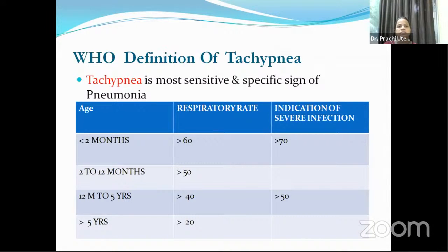Tachypnea is the most sensitive and specific sign of pneumonia, and WHO has given an age-wise definition of tachypnea. If a baby is less than 2 months and the respiratory rate is more than 60, it is considered tachypnea. At 2 to 12 months, more than 50. At 12 months to 5 years, more than 40, and above 5 years, more than 20. For severity, less than 2 months, the respiratory rate is more than 70, and from 1 year to 5 years, more than 50.